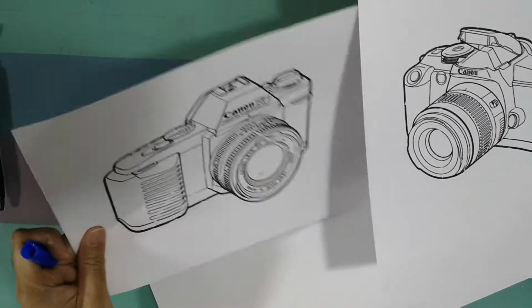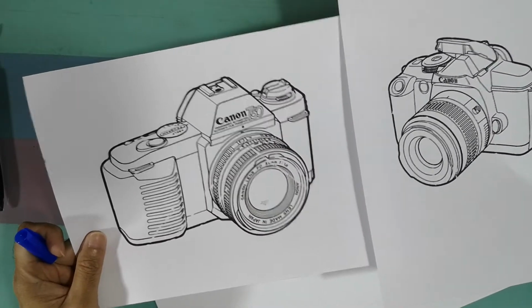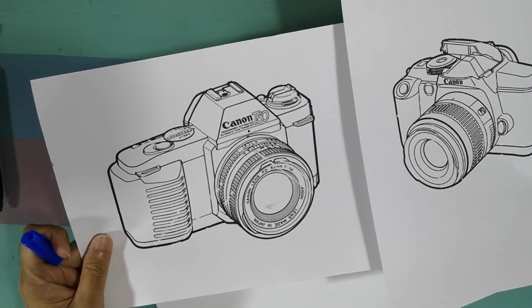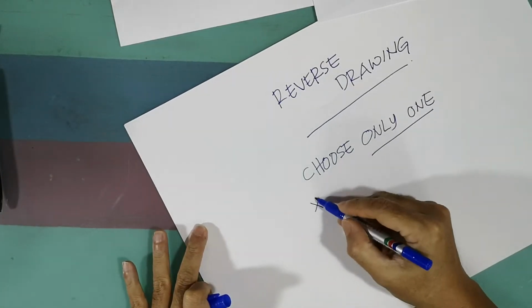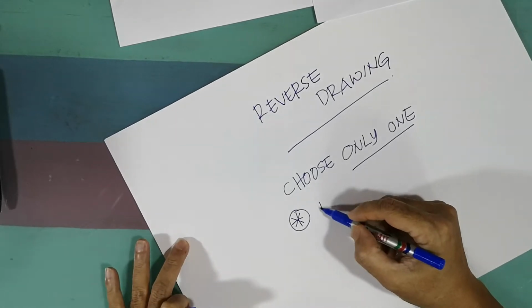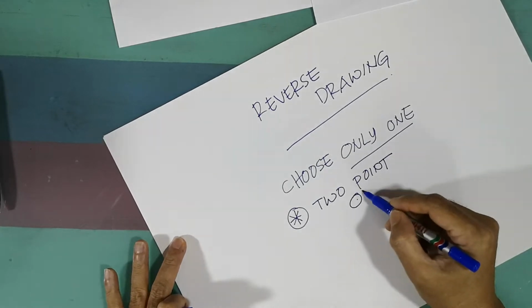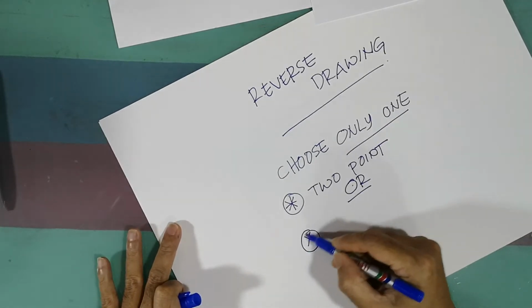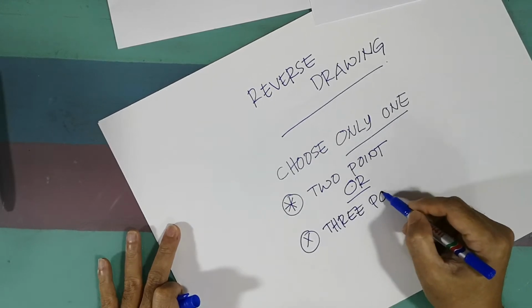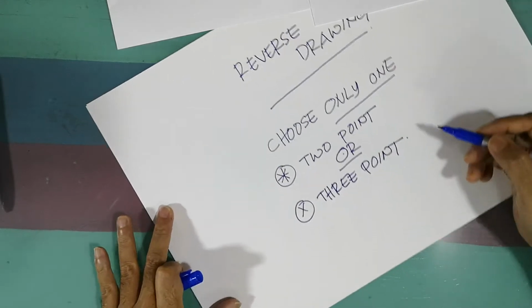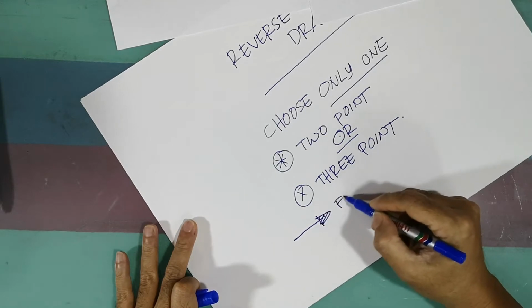Like now I'm having these two pieces. After I print out, I have these two samples. If you don't want to print out, then you can refer to your device while you start drawing. So here you choose only one, and then you need to pick either 2-point or 3-point.